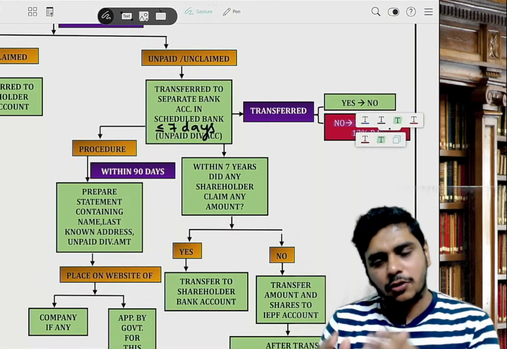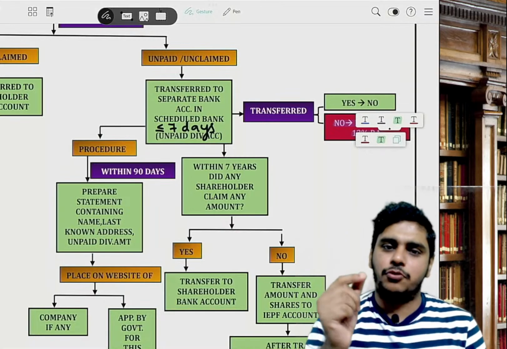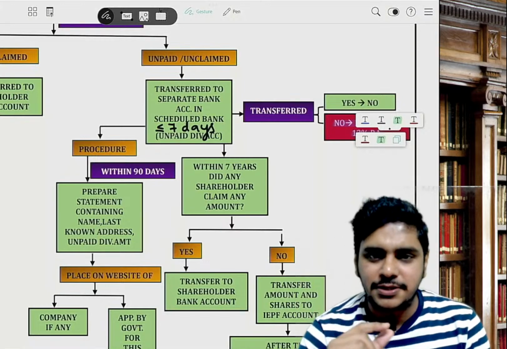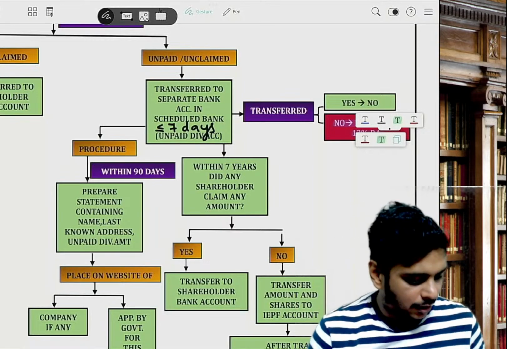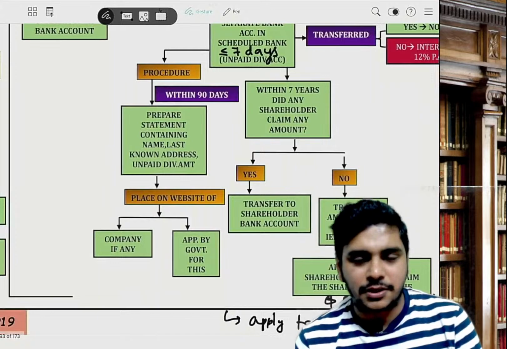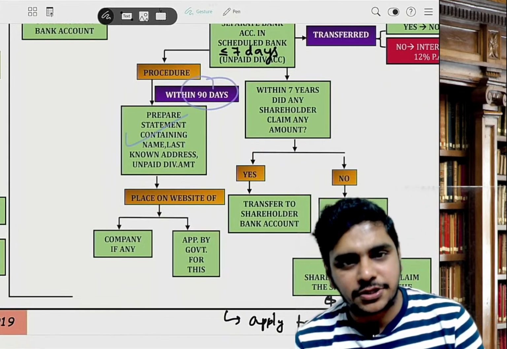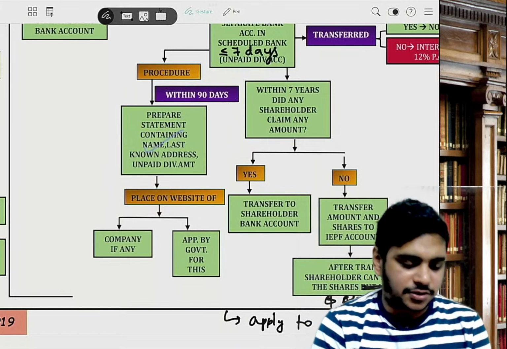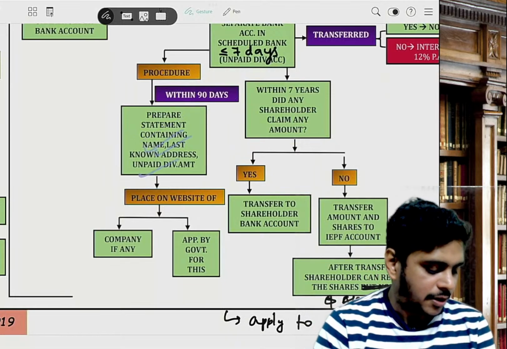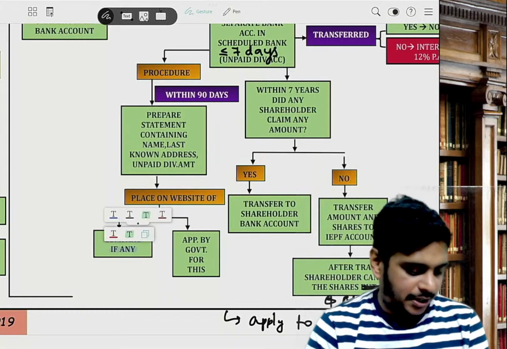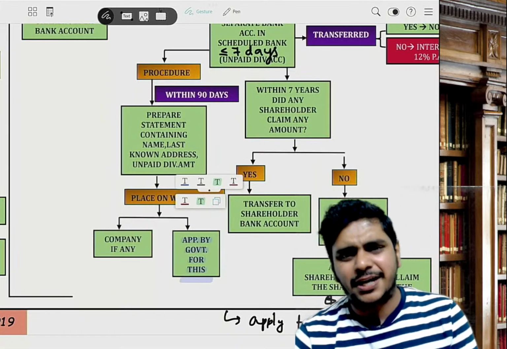That interest will also go to the investor as per the proportion of his dividend amount. Also, it's an MCQ, it can come in the exam, that within 90 days they have to prepare a statement containing the name of the investor, the last known address, the unpaid amount, and place it on the website of the company and any other website approved by the government for this. That is IPF ka website.